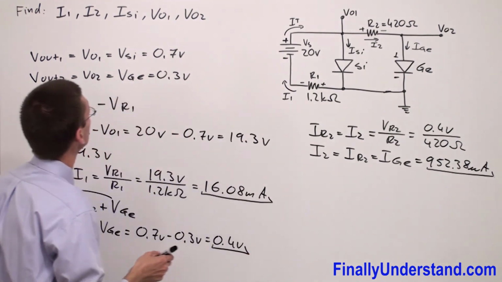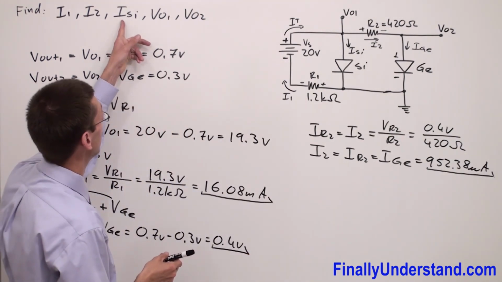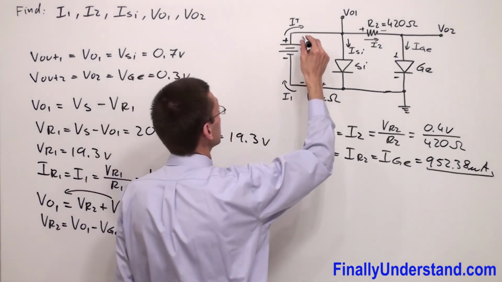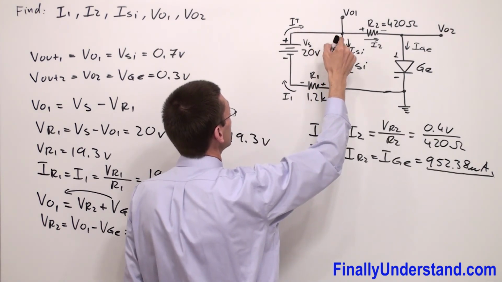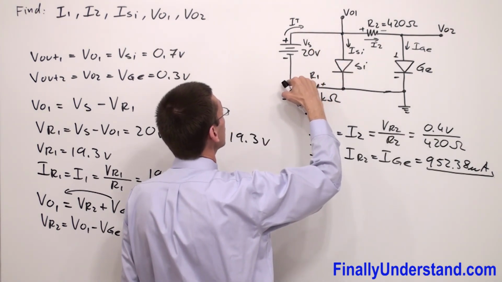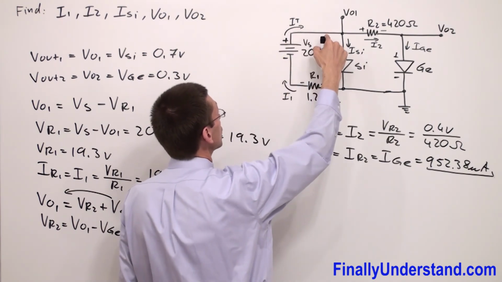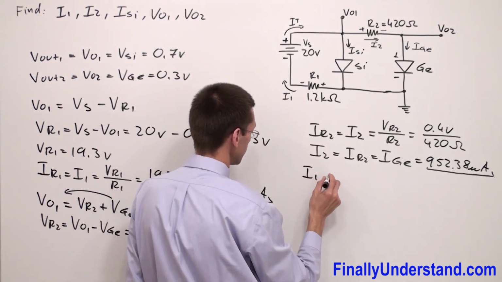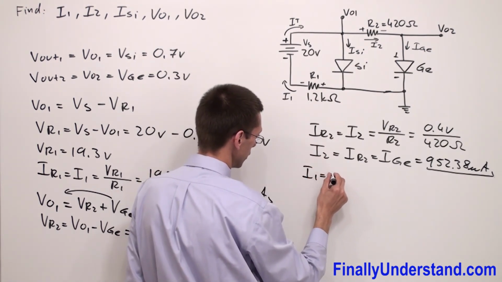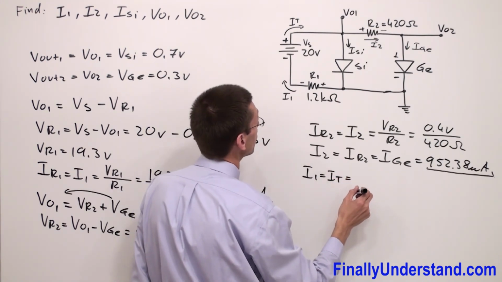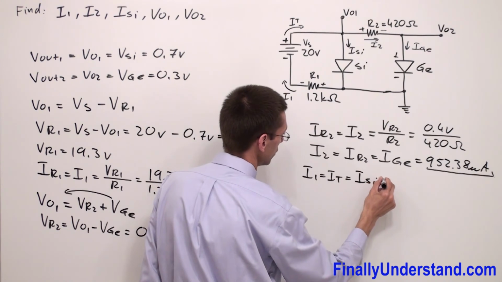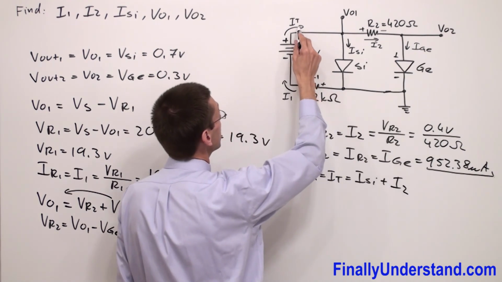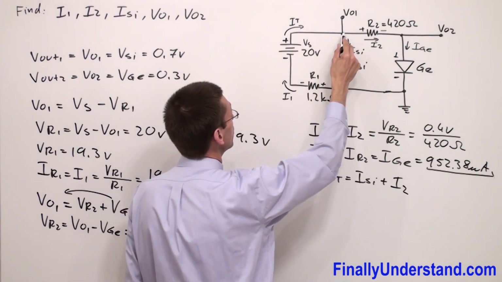Next, the problem is asking me to find the current which will go through the silicon diode. How can I find it? You're supposed to realize that the total current is going to split. In other words, I1 is also equal to I total. So this current is going to split into two currents. So I can say that I1, which is also equal to I total, is equal to I silicon plus I2. This current is the sum of these two currents because it's going to split at this node.